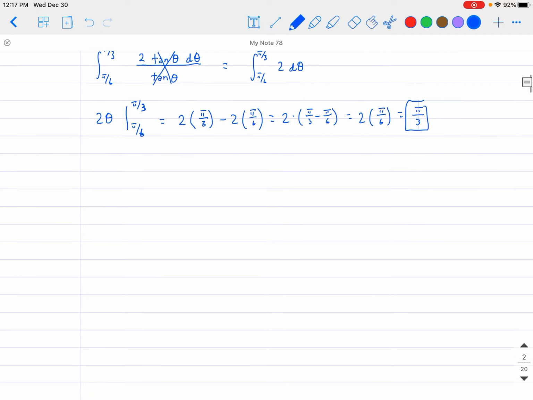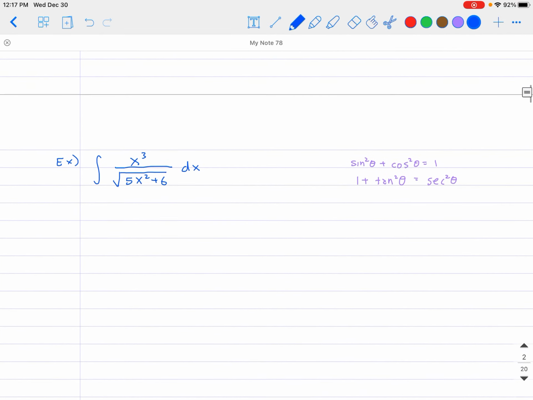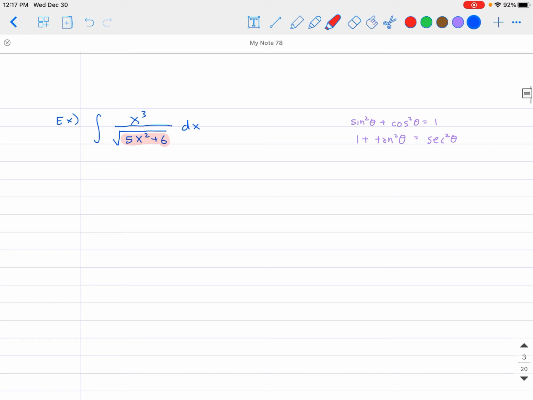Okay. Now let's go ahead and look at one final example over here where things are going to be pretty nasty, because if you notice, unfortunately, we don't have a nice sum of squares or difference of squares as we normally would. So if you look at the denominator of this problem right here, we have 5x squared plus 6. But we can still treat it the same way because if we kind of force it, we still have some sort of sum of squares that we can work with.